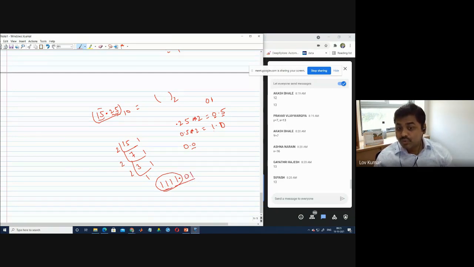And this value becomes 1111.01. If you are going to convert it to the decimal number, how to convert? The positions are 0, 1, 2, 3, and this one minus 1, minus 2. What value will we get here? This is 15 plus 1 by 2 into 0 plus 1 by 4 into 1. What value will we get? 15.25.